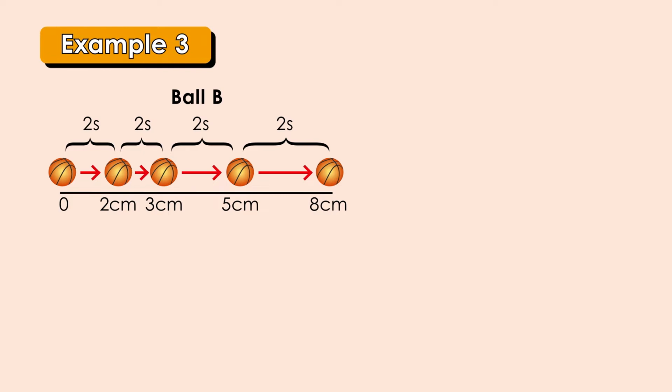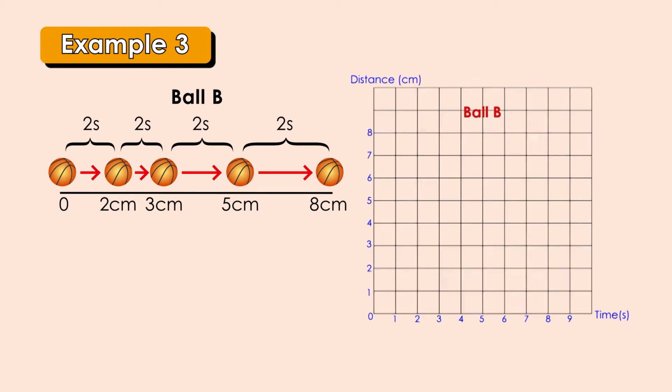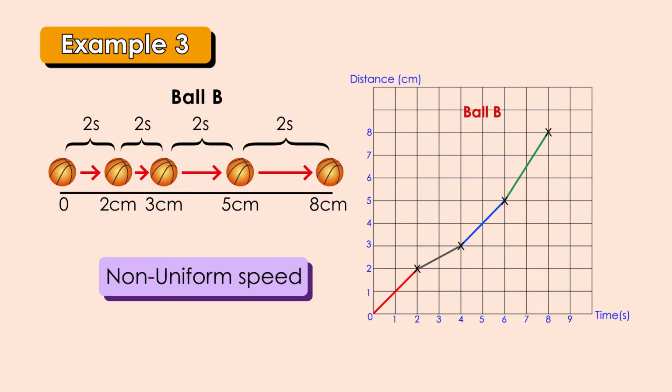Now, pupils, let's observe the distance time graph that represents the movement of the ball. We could see that the time and distance travelled by ball B are not uniformly distributed. Thus, ball B moves at a non-uniform speed.